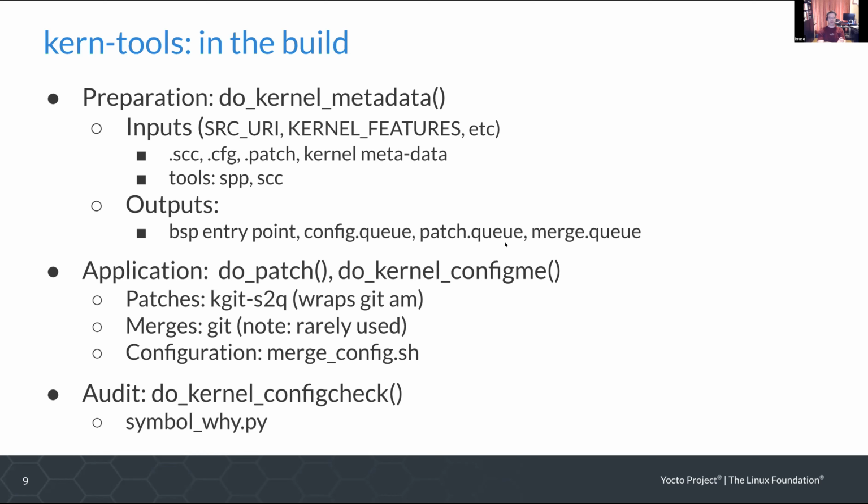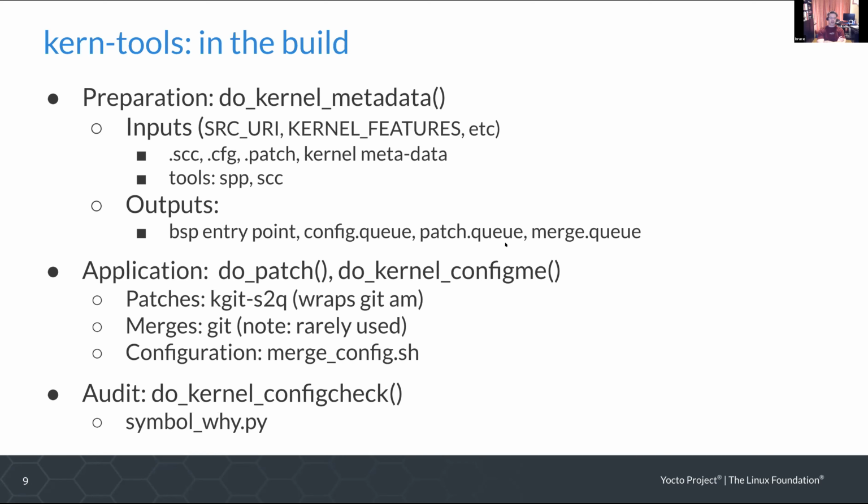So it takes the config queue and just applies it to the branch. It uses Git directly if you're doing merges, and of course configuration. It was a little bit hidden before, but it's pulled right out. You can see it in the BB classes. It's just calling merge_config.sh, which is right from the mainline kernel, to actually merge the configuration fragments out of the config queue and produce the .config. And then once all that's done, you do your build, everything works.